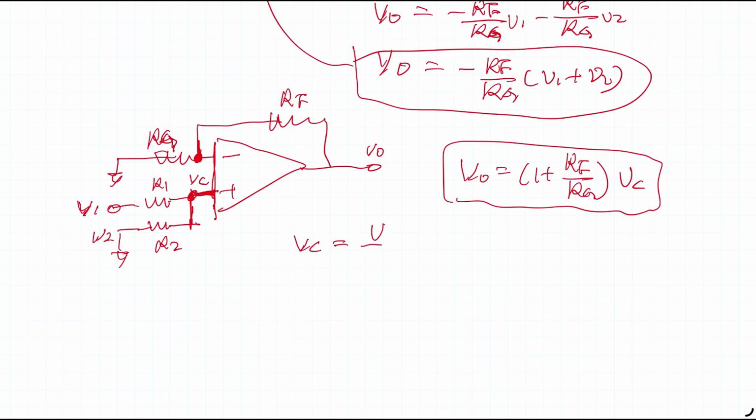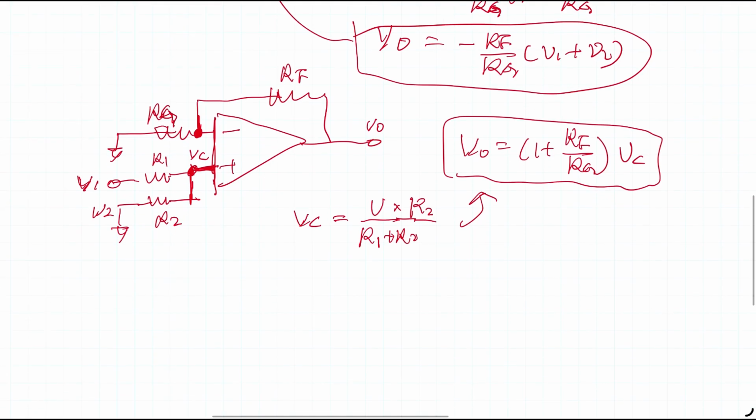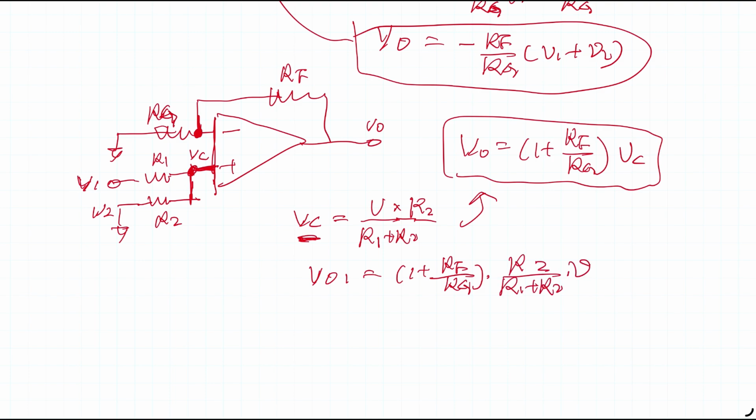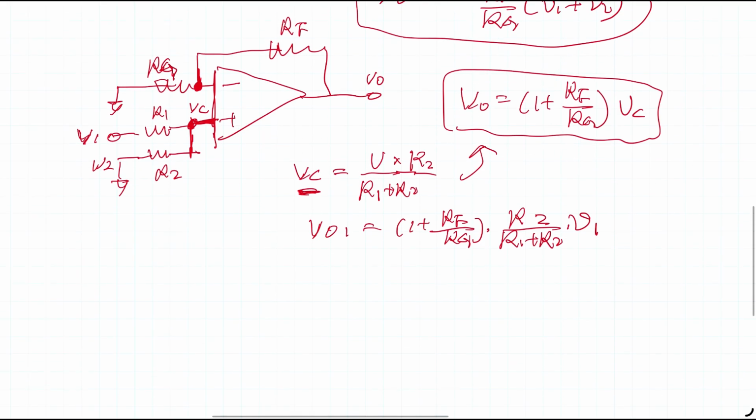Equals V1 divided by R1 plus R2 times R2. Okay, so the VC just turned into a voltage divider. So we could put this equation into the formula, so we know V01, in this case, the contribution from V1, is 1 plus RF over RG, and times VC is this one, so it's R2 over R1 plus R2 times V1.